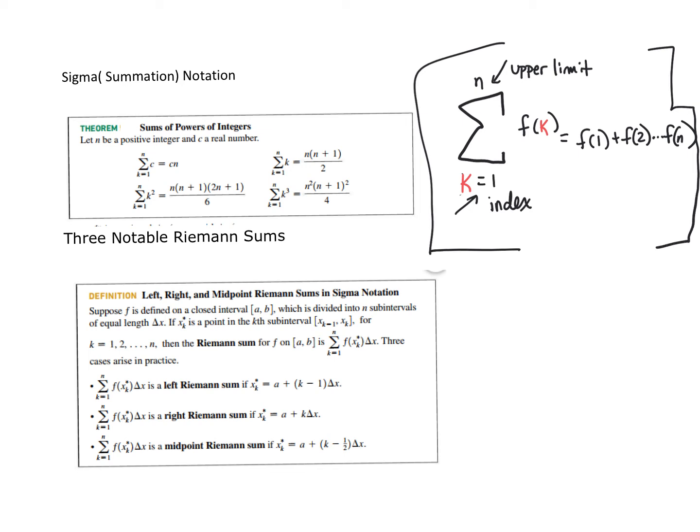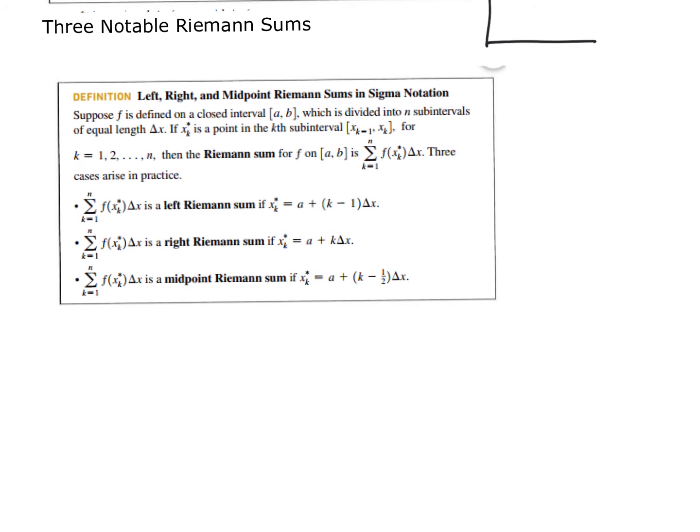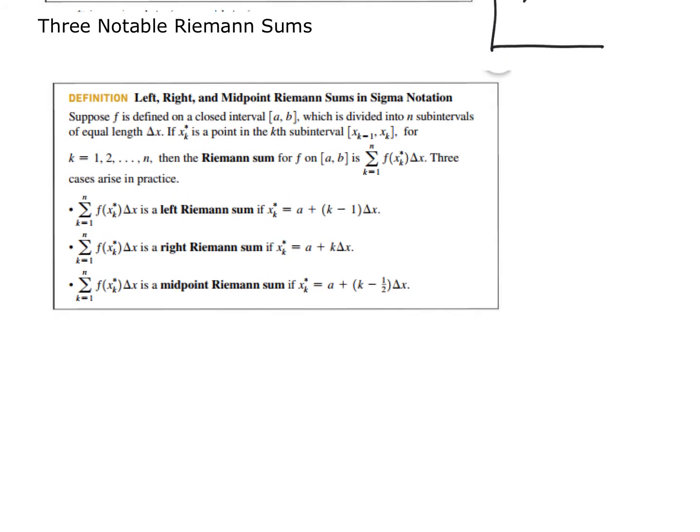So you can see down here that for these three notable Riemann sums, left, right, and midpoint Riemann sums, we can just add all of the, from k equals 1 to n, we can add all of the function values times the delta x and add those all up together. Now, this expression here is not any different than these two expressions here, but what's different is the grid points that we're going to use.